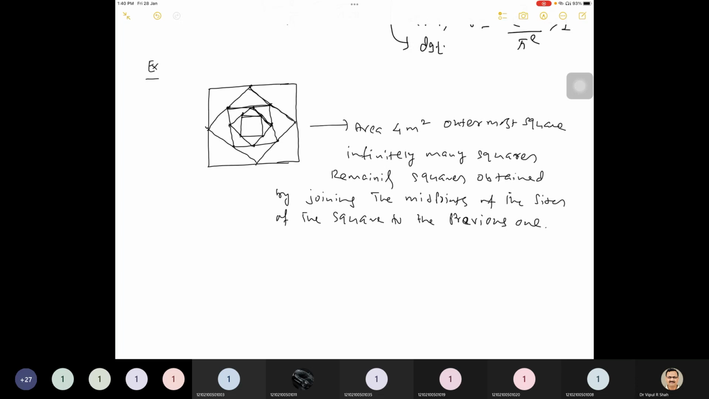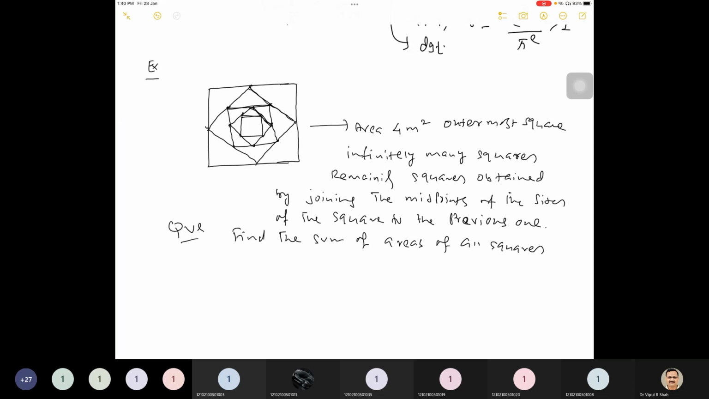Continue. The question is: find the sum of areas of all squares. Okay, there are infinitely many squares, and find out the sum of the area of all.